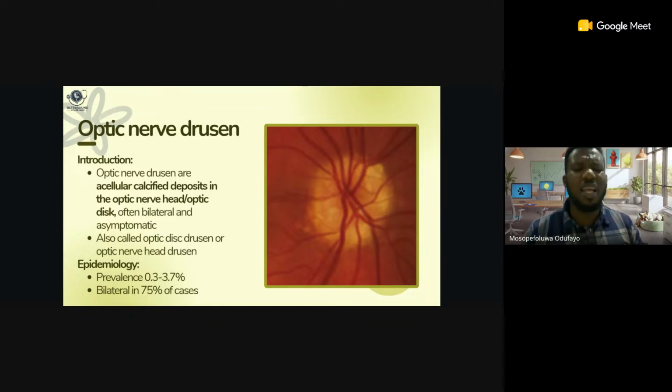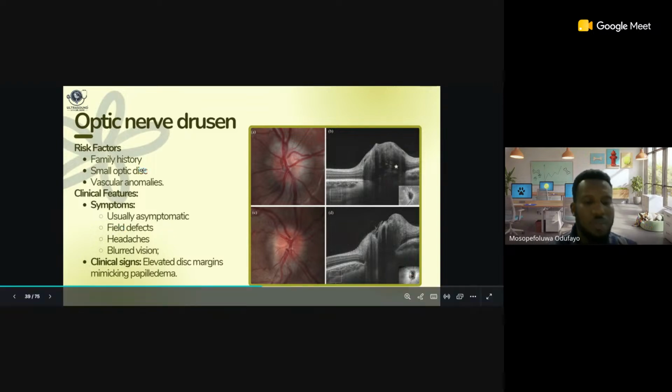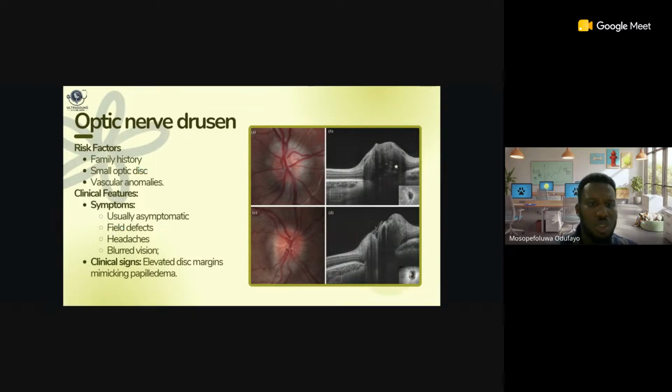It is bilateral most of the time. As a matter of fact, if you look into my ultrasound diaries on my YouTube page, you'll see a case of an optic nerve drusen, and it was bilateral. What are the risk factors that we should know about? There could be a positive family history, small optic discs, vascular abnormalities.